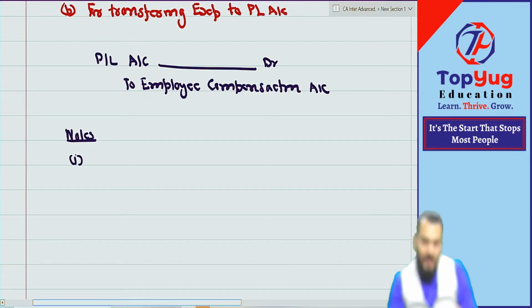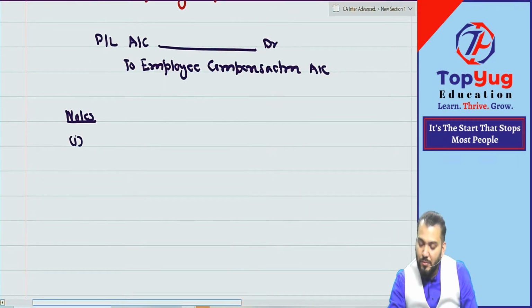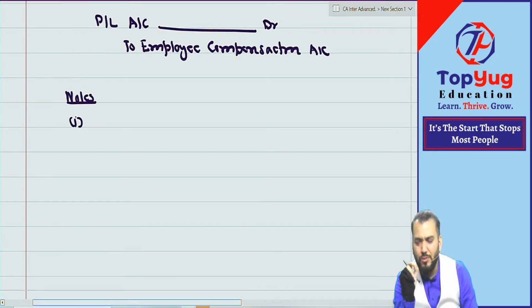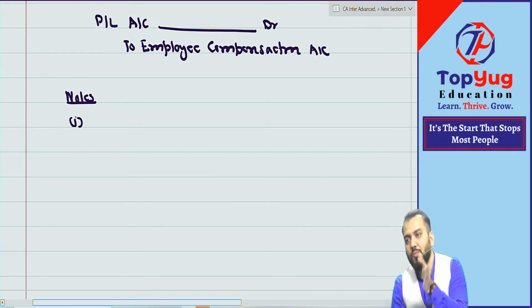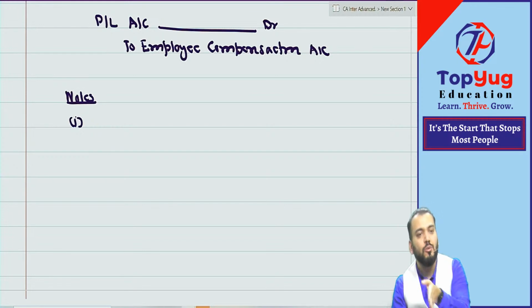Understood? Correct? I think this question is normally asked. The stock option outstanding account will be shown under the head equity or reserve. Sorry, not liability. It will be shown under equity as reserve and surplus. Right, write down.